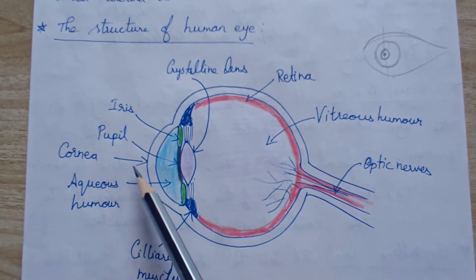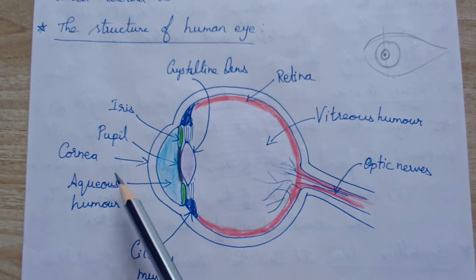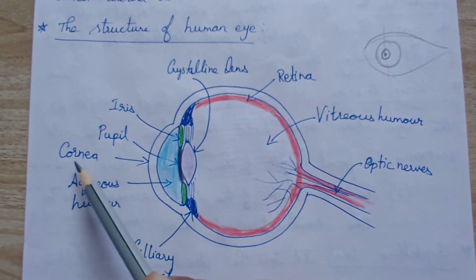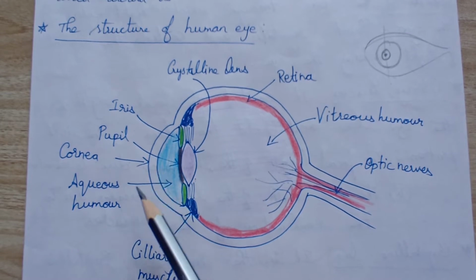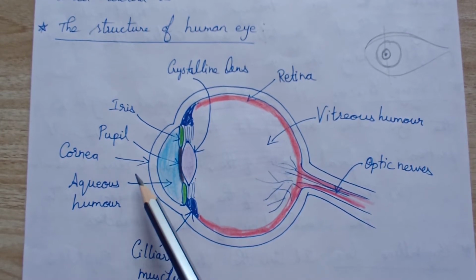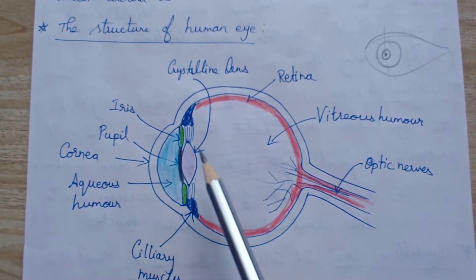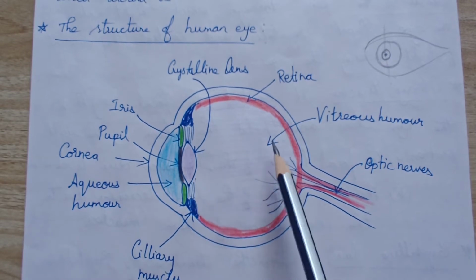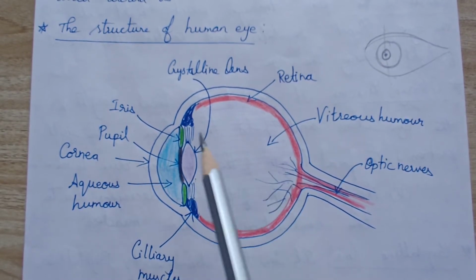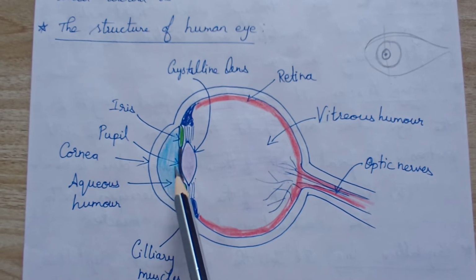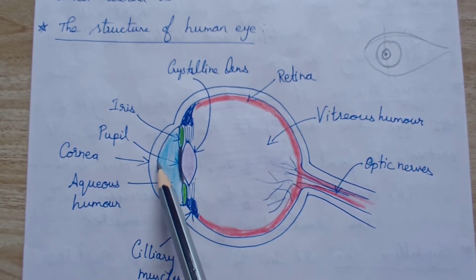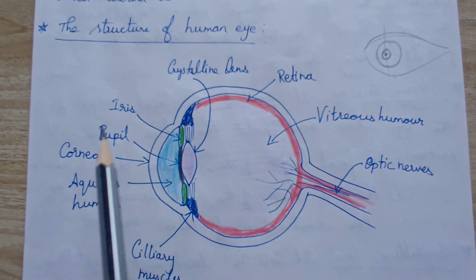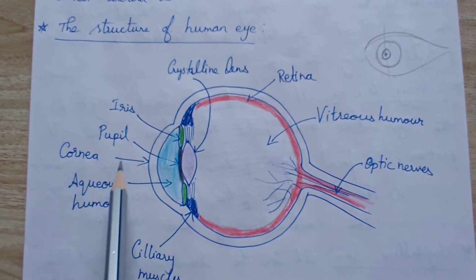The first part where the light enters is the cornea. Everything here is a transparent medium. That's why the light enters and you are able to get the real image, because the light is refracted. Otherwise, if it were not transparent, it would be reflected back. So these are all transparent in the cornea.